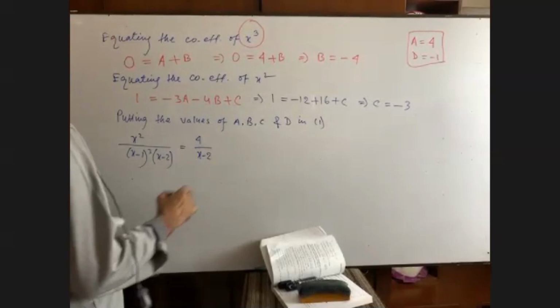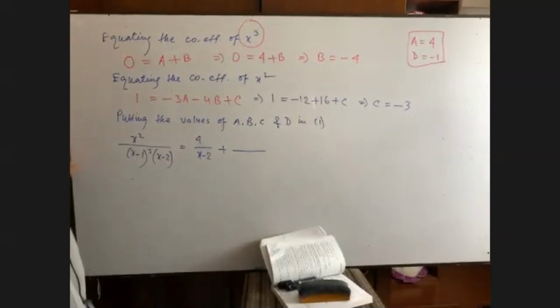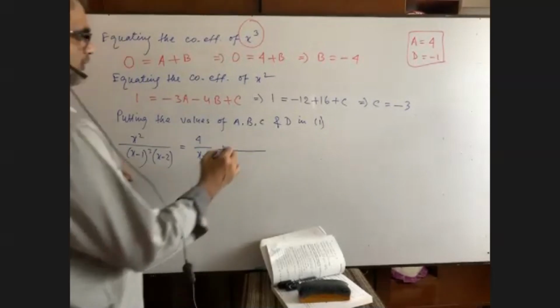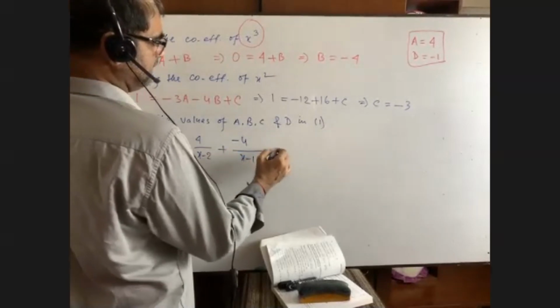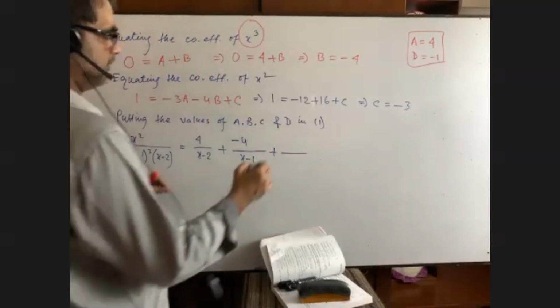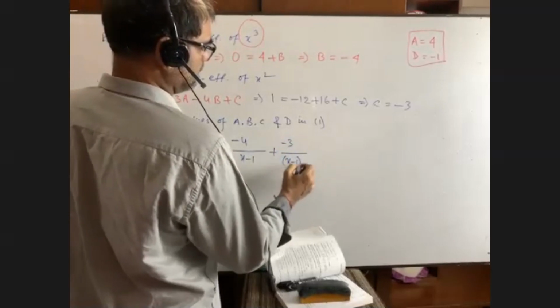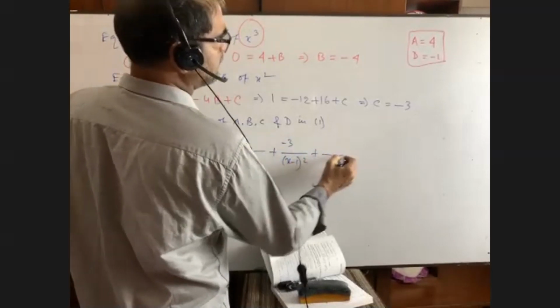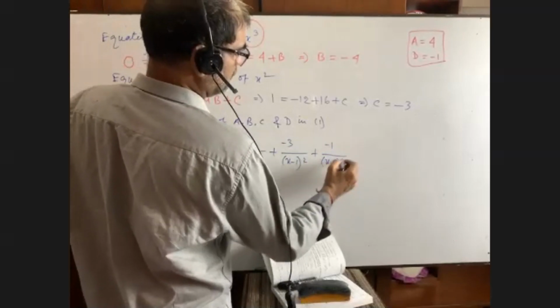Then plus B by x minus 1. What is B? B equals minus 4, x minus 1. Then C. What is C? C equals minus 3, x minus 1 whole square. What is D? D equals minus 1, x minus 1 whole cube.